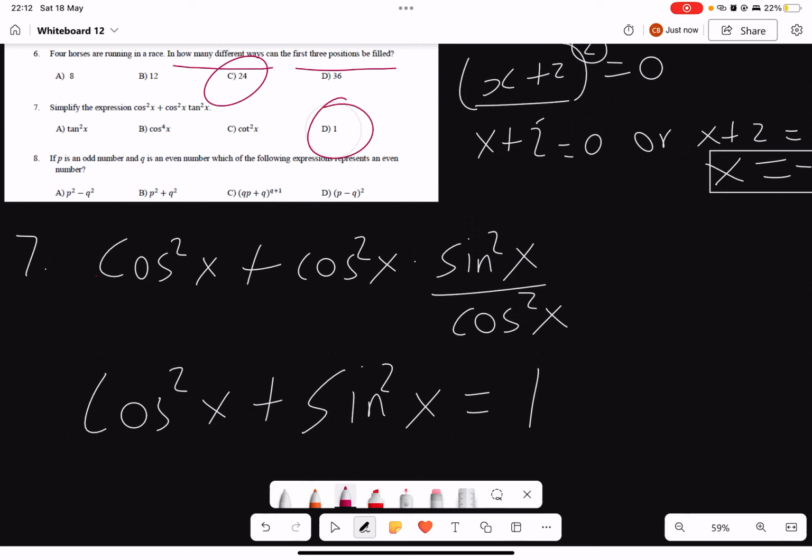So that will be option D, ladies and gentlemen. All right, perfect. Now let's try the last question of this part, and then part 2 will follow.